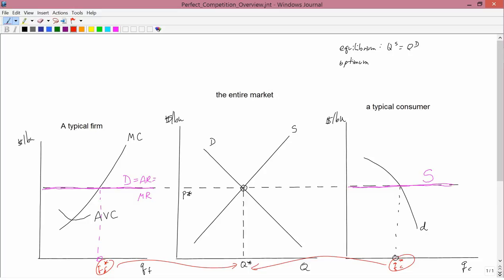They all decide collectively to produce capital Q star. And then the consumers on the right-hand side, not knowing anything correct about supply, all decide to consume their own little QC stars, and you add them all up together, that also makes capital Q star. And so in equilibrium, you have quantity demanded equal quantity supplied, and everything is great. So that's the way that the competitive equilibrium P star Q star works. It shows the way it's constructed and the way it's interpreted by a typical firm and by a typical consumer.